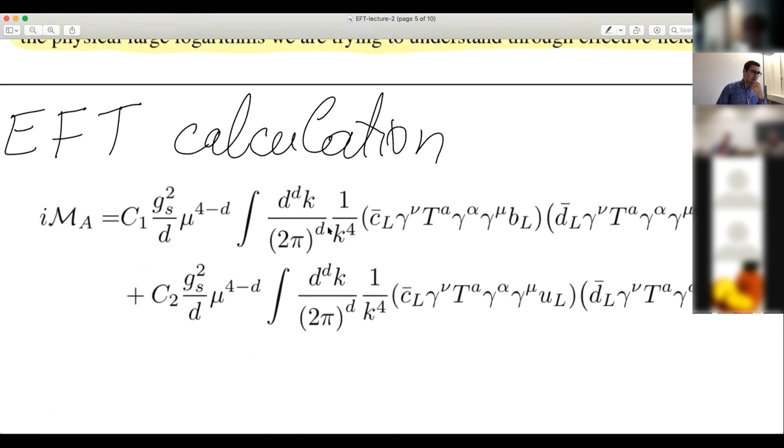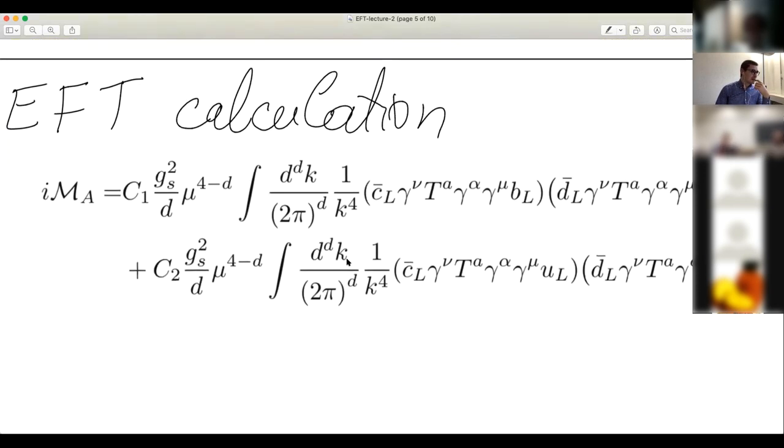So you have this 1/k^4. We are putting all the external guys to be massless. And then we have basically such an arrangement of the momenta flowing in the loop. In fact, this is a scaleless integral. There are no scales in this integral. It's much simpler than the other one, okay? So there are contributions both from C1 and C2, being the different Wilson coefficients for the two operators.